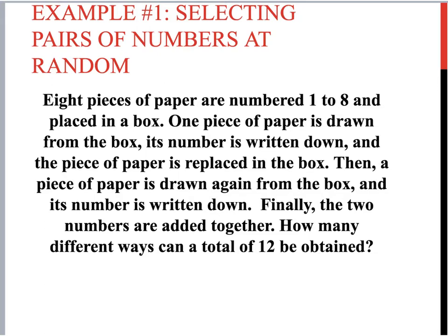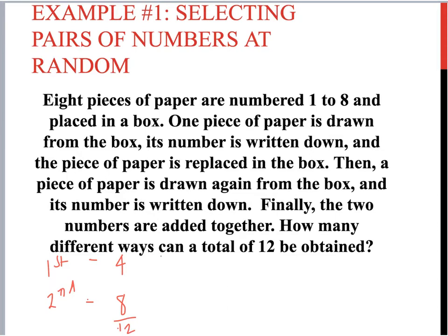So what we want to focus on is the fact that they are drawing one time and 2 times. The first time it's drawn versus the second time it's drawn. If I'm trying to get a total of 12, the only combinations I can have is that the first time I draw a 4 and then I draw an 8 the second time, giving me 12.